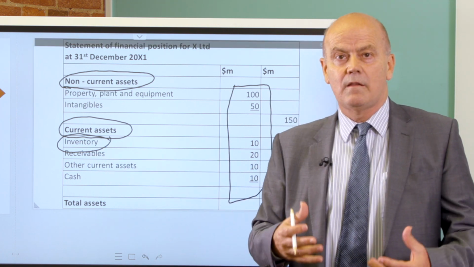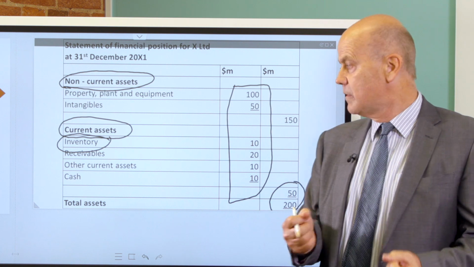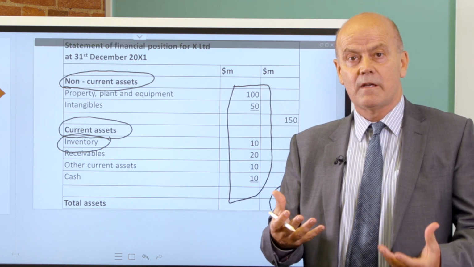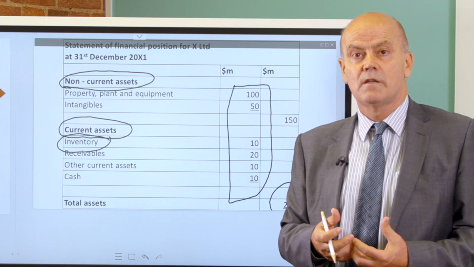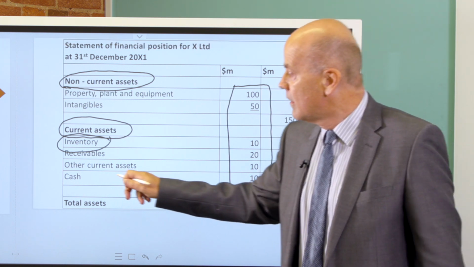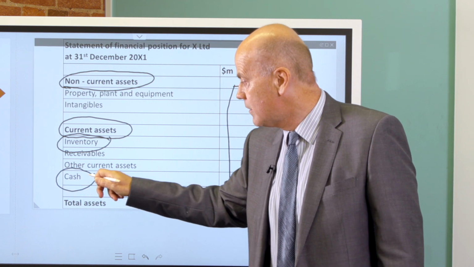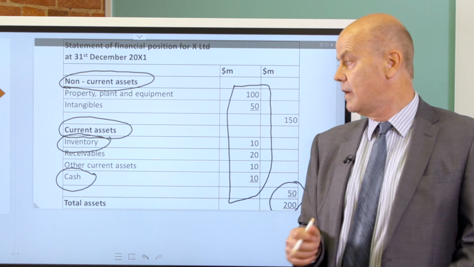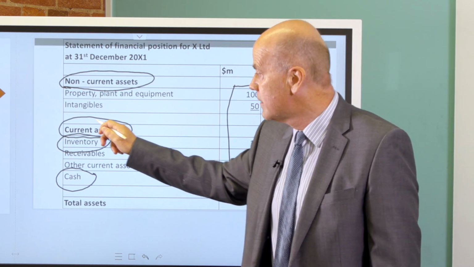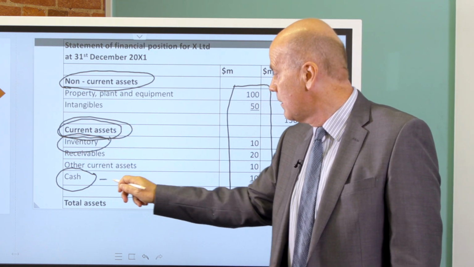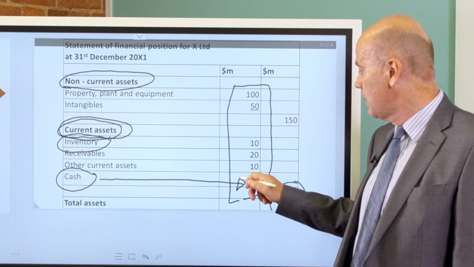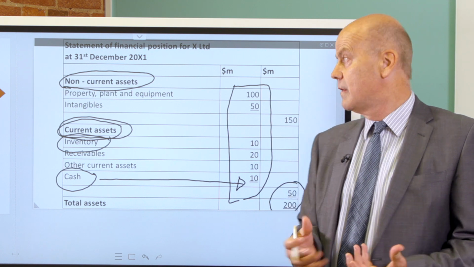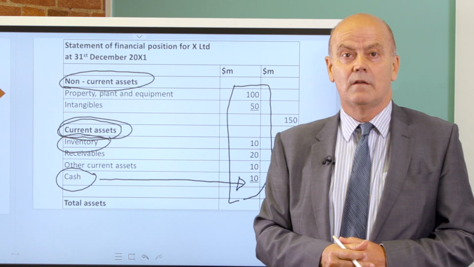Receivables, that's money that's due from customers. Other current assets could be a variety of things. Money that's receivable, that's due to us from different places. And finally, we may just have some cash in the bank account. So that's available straight away. That's definitely a current asset. So this company here, they appear to have about 10 million in the bank. So that's their liquid cash at the year end.